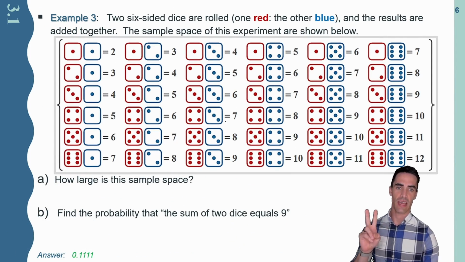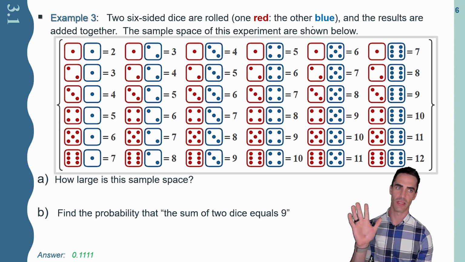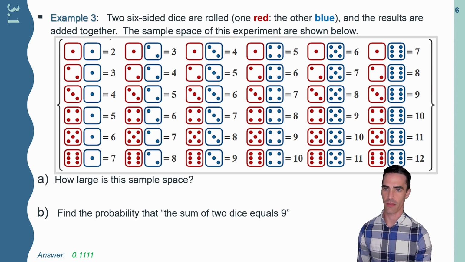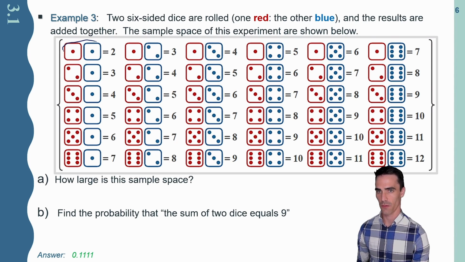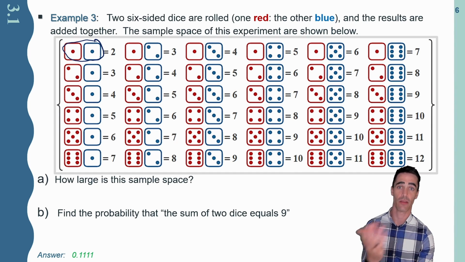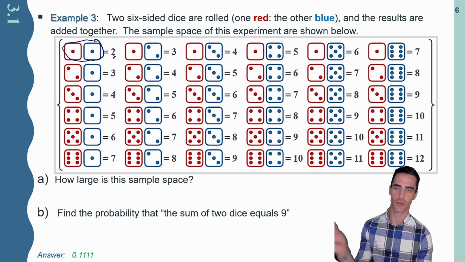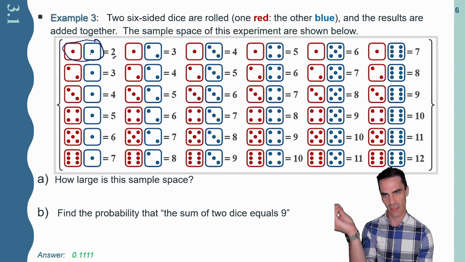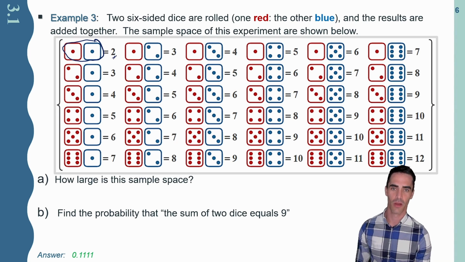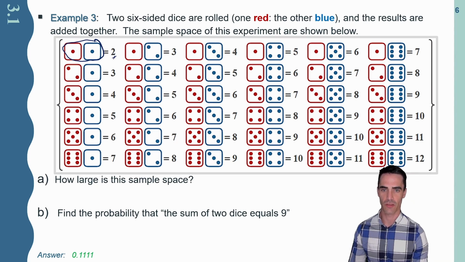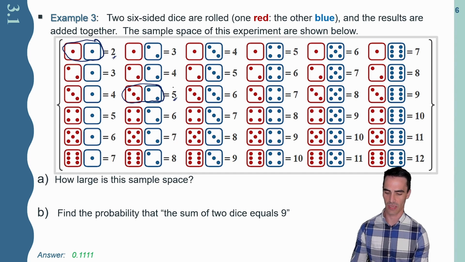Two 6-sided dice are rolled, one red and one blue, let's say, and the results are added together. For instance, this first sample point is you rolling a 1 and a 1. If you add those together, you'll get 2. So there are two different ways to think about this: either as snake eyes, two 1s, or the number 2. Let's do another one. A 3 and a 2 is the same thing as getting a 5. We're adding these things up together.